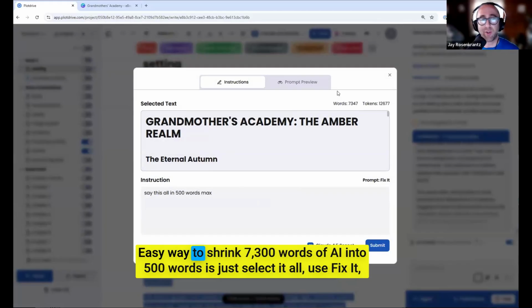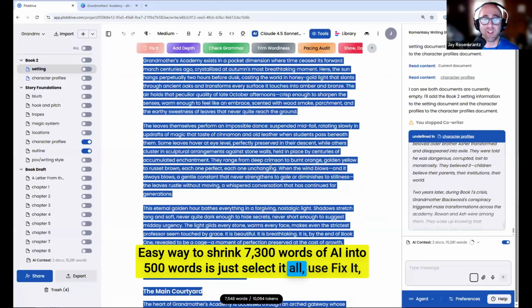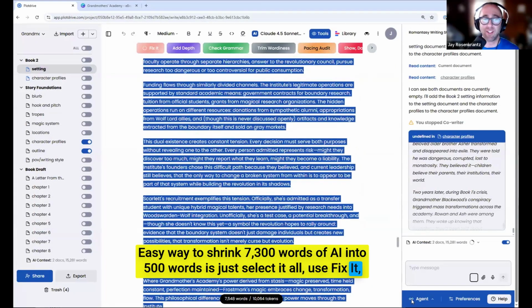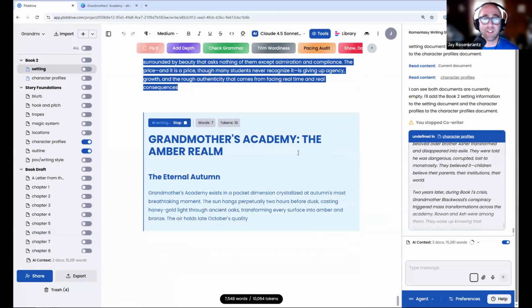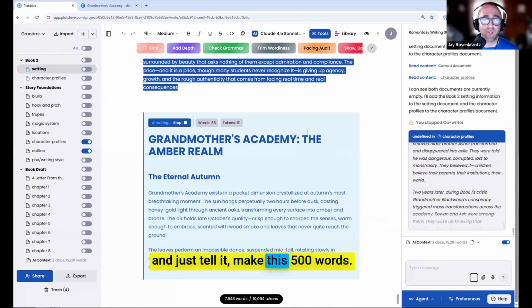Easy way to shrink 7,300 words of AI into 500 words is just select it all, use fix it, and just tell it, make this 500 words.